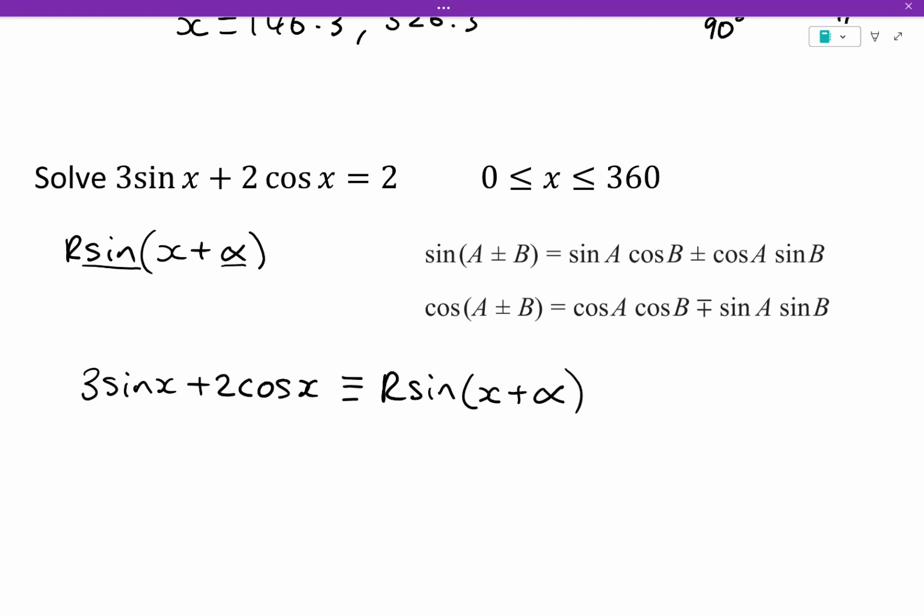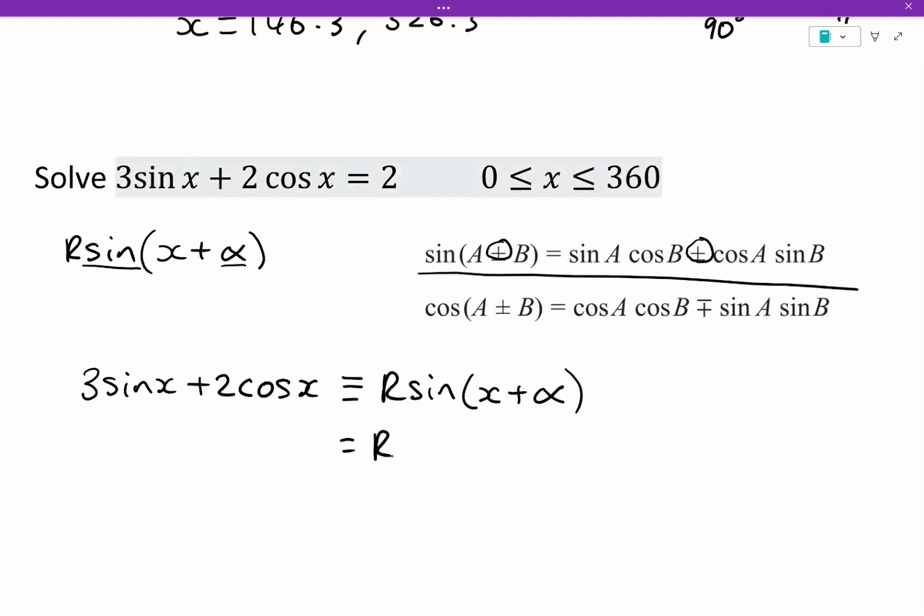Then what I'm going to do is expand the right-hand side using our compound angle identity. So I'm going to rewrite this part here, and we want sine, so we're going to be using this top one, and we've got a plus here, so we're going to be using the top part. So it's going to be pluses throughout. Okay, so let's rewrite things then.